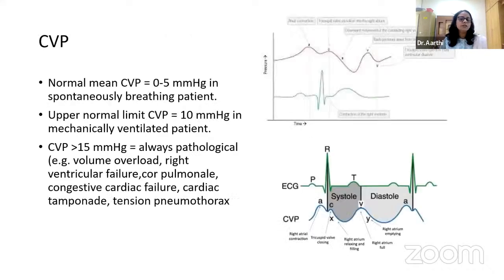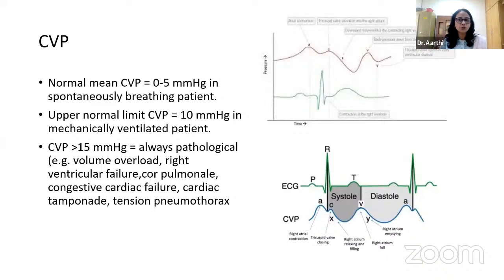So normal central venous pressure is around 0 to 5 millimeters of mercury in spontaneously breathing patients, and the upper limit of normal would be 10 millimeters of mercury in mechanically ventilated patients. And a CVP of more than 15 millimeters is always pathological. So it could be volume overload, right ventricular failure, or secondary to cor pulmonale, congestive cardiac failure, or even due to tension pneumothorax.